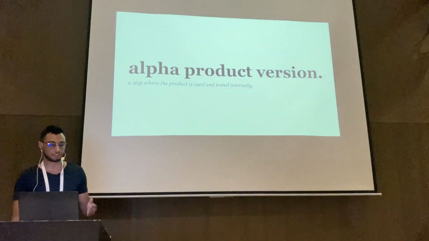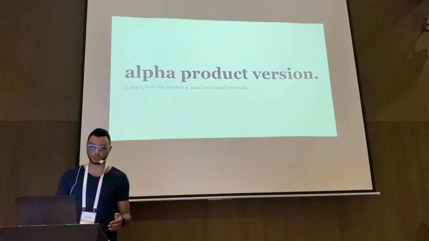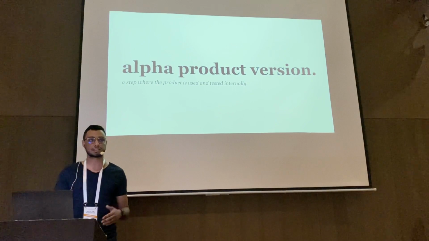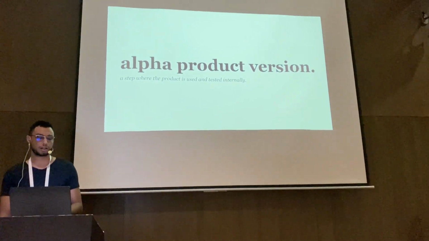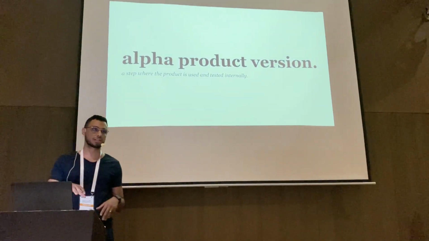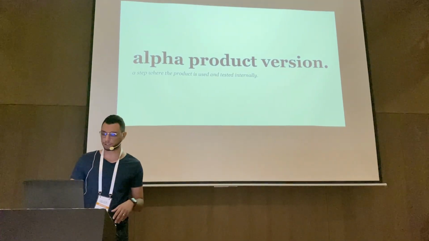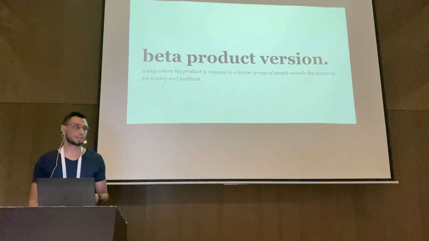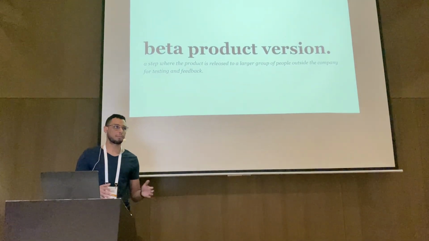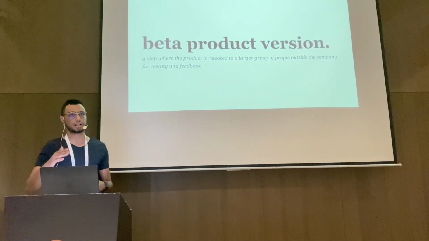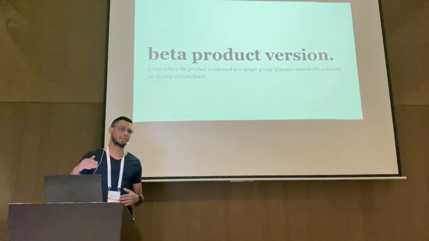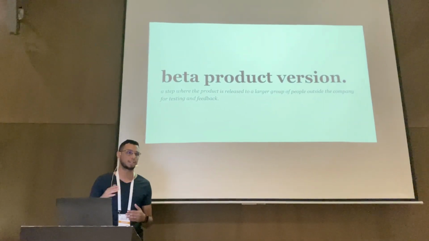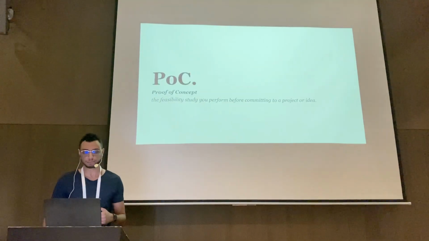Then there is the alpha product version, which is a step where the product is used and tested internally between the members of the team who developed the product. Then there is the beta product version, which is a step like alpha, but it's tested externally with some beta users who are external to the organization.